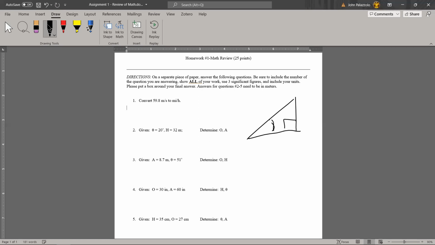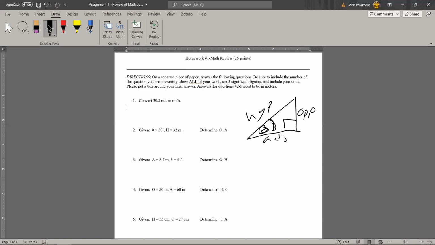Generally, we have theta right here, and then this is our hypotenuse. This is our opposite side. We call it opposite because it's opposite of theta right here. And then this is our adjacent side because it's adjacent to theta.